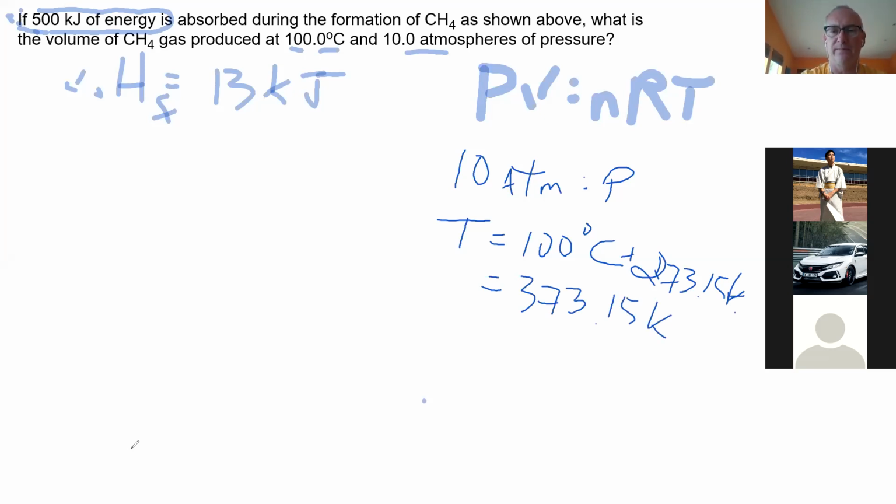So we've got pressure, we've got temperature, we know what R is. We're asked for volume. Oh, we need n. How are we going to figure out n? What is n anyway? What does it stand for? Number of moles. That's why it's n. So how do we calculate the number of moles?